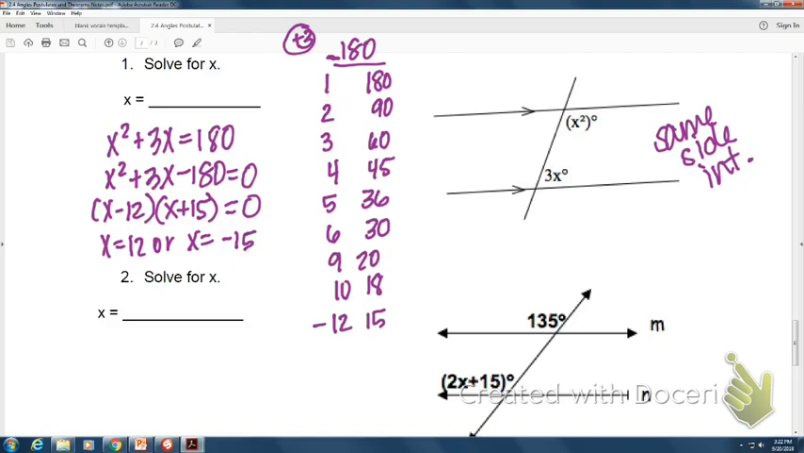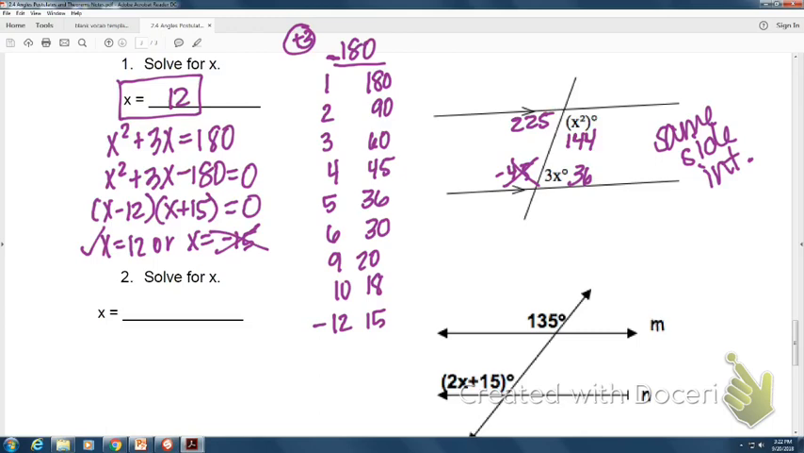When I plug in 12 here, I'm going to get what? 12 squared, 144. When I plug in 12 times 3, 36. Either one of those negative? No, so we're good to go on that one. Negative 15 squared is 225. Negative 15 times 3? So does that work? No. So our only answer is x equals 12. Always make sure you go back and double check when you have two solutions.